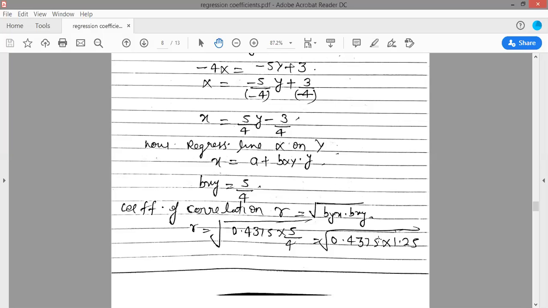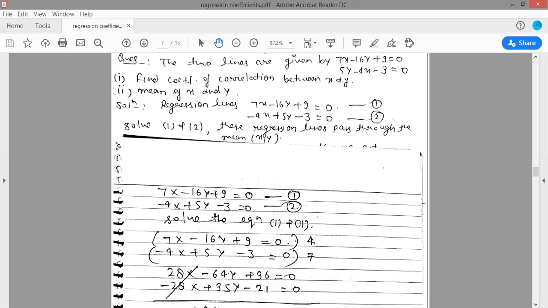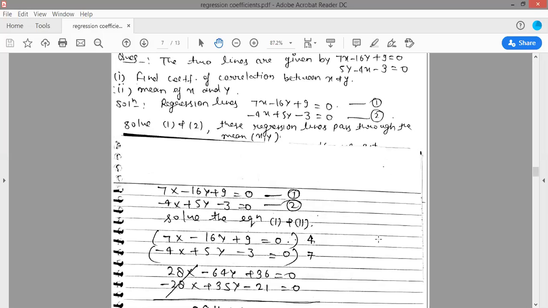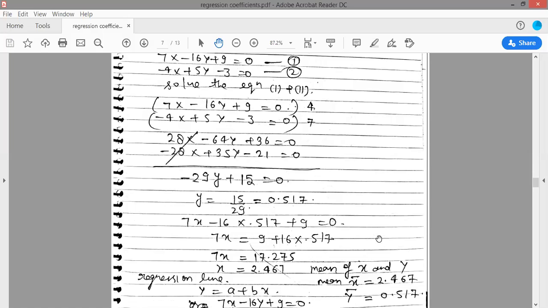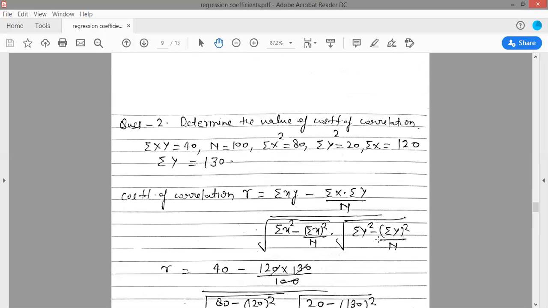This type of question has already been asked in previous years. So check previous year question papers and solve all questions of this type, right? Now there is another example here. Determine the value of the coefficient of correlation, right? This is an example of the coefficient of correlation.